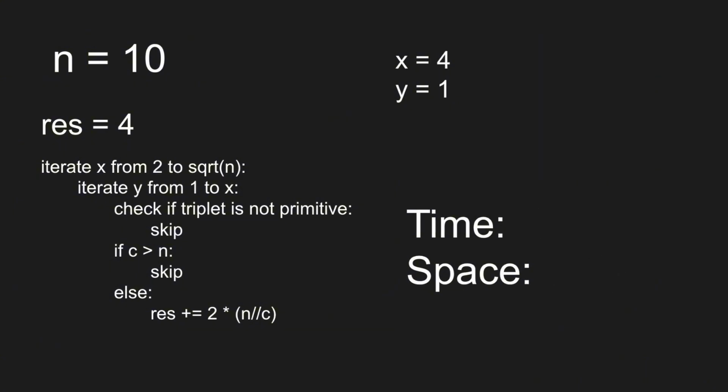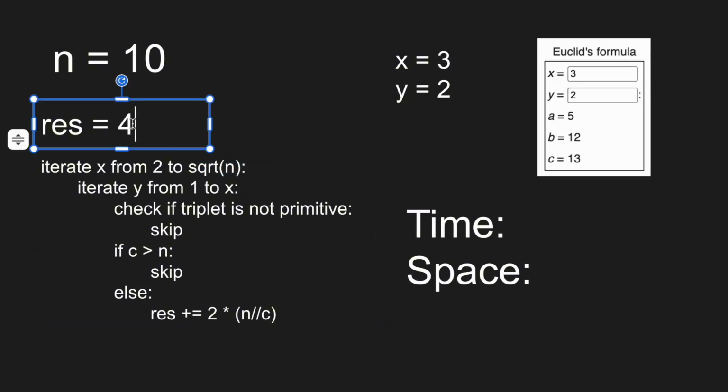Now we will loop through x to 4. And we will look at 1, 2, and 3. But for the sake of time, we will just skip it and tell you guys that it will not change the result because we will not find any new triplets. And we can return 4 as our result.